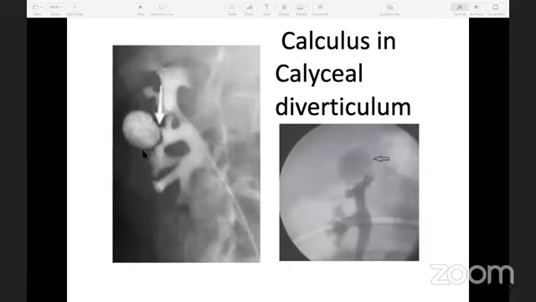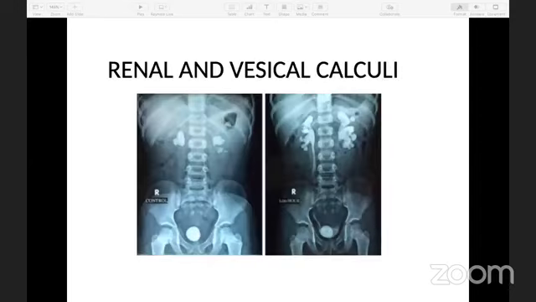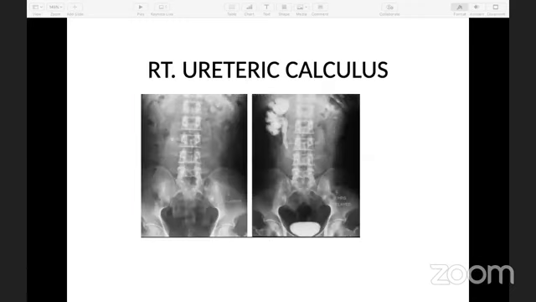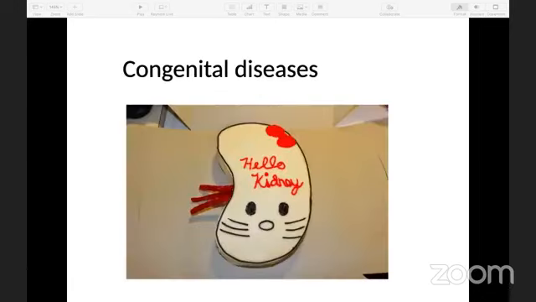2 IVU films showing calculi in calyceal diverticula. IVU in a patient with bilateral renal and vesical calculi. Right hydroureteronephrosis due to upper ureteric calculus. Let's have a look at congenital diseases.